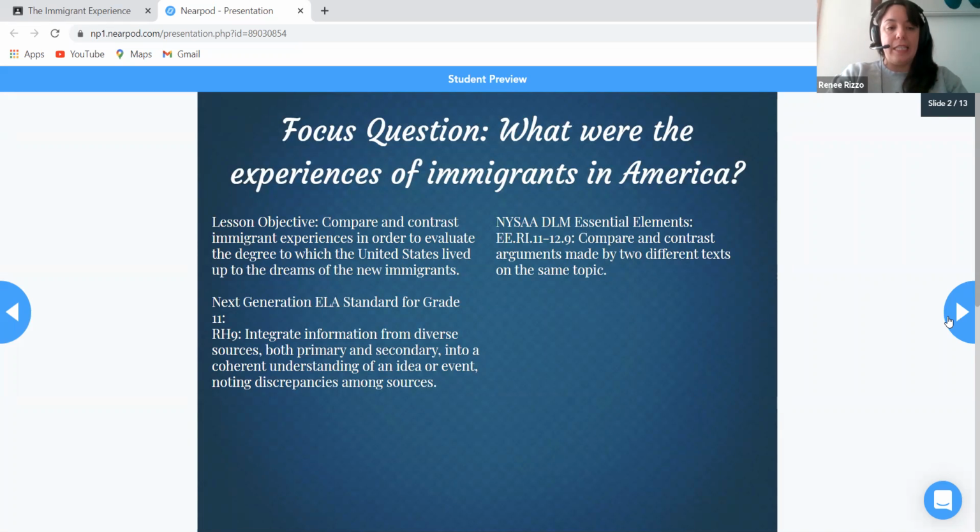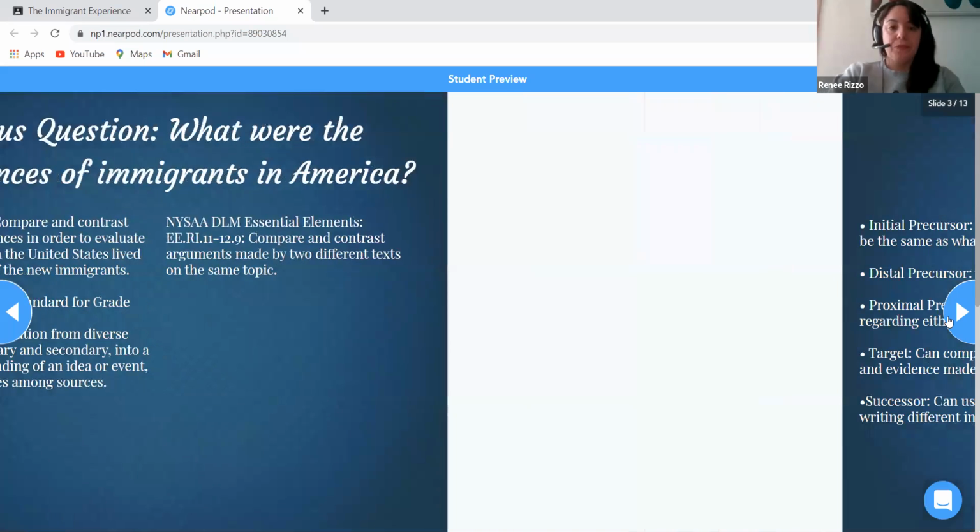Next Gen ELA standard for grade 11. Integrate information from diverse sources, both primary and secondary, into a coherent understanding of an idea or event, noting discrepancies among sources. NYSED DLM essential element. Compare and contrast arguments made by two different texts on the same topic.